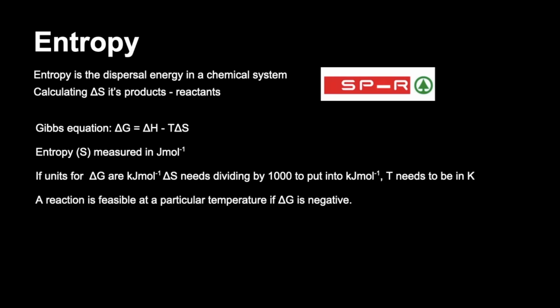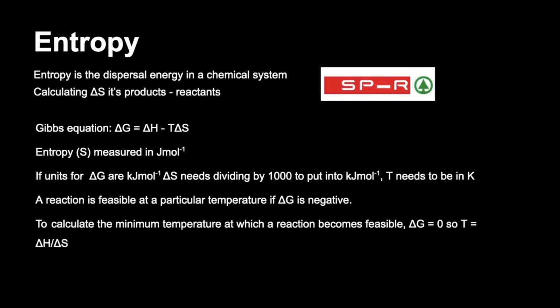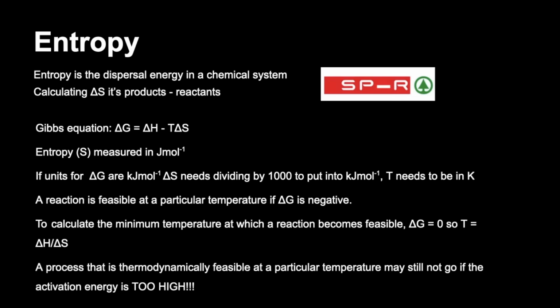A reaction is feasible at a particular temperature if delta G is negative, and to calculate the minimum temperature at which a reaction becomes feasible, you set delta G equal to 0, so the Gibbs equation becomes T equals delta H divided by delta S. Often asked at the end of an entropy question: suppose you've calculated that the reaction is thermodynamically feasible, delta G is less than 0 at a particular temperature, why mightn't it still go? That's because the activation energy is too high.